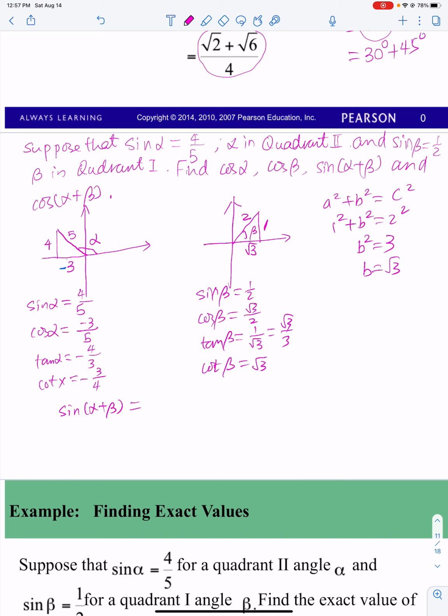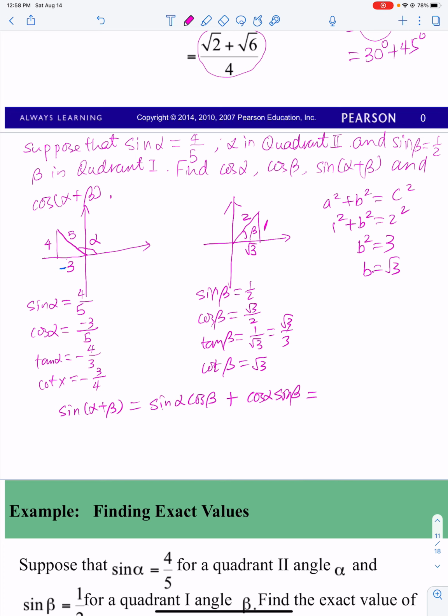And then similarly, if you wanted to find sine of alpha plus beta, what does this equal to? Sine of alpha cosine beta, because sine and cosine go together, yeah? So what will you do for the next one? Sine alpha is already used, so then that will be cosine alpha sine beta.